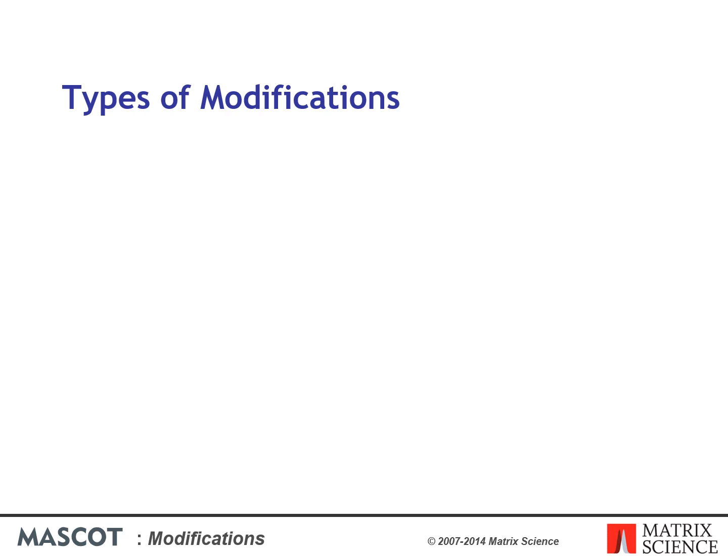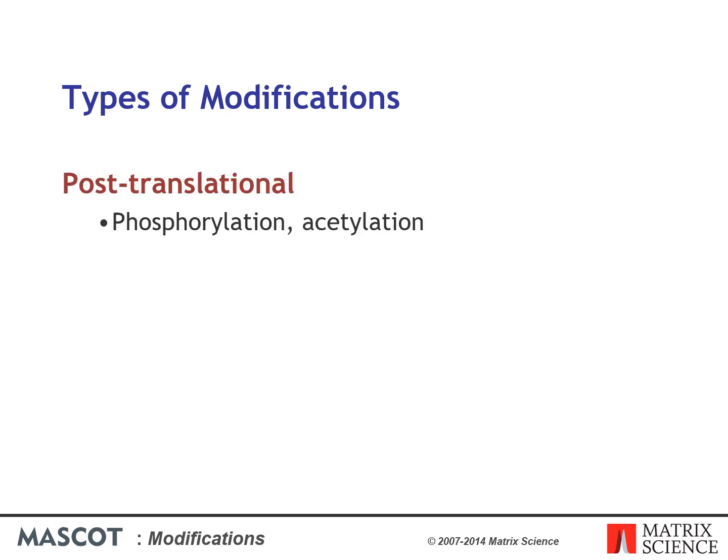Modifications are a very important topic in database searching. In some cases, the main focus of a study is to characterize post-translational modifications, which may have biological significance. Phosphorylation would be a good example. In other cases, the modification may not be of interest in itself, but you need to allow for it in order to get a match. Oxidation during sample preparation would be an example.